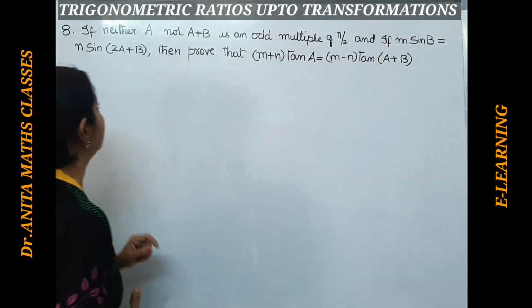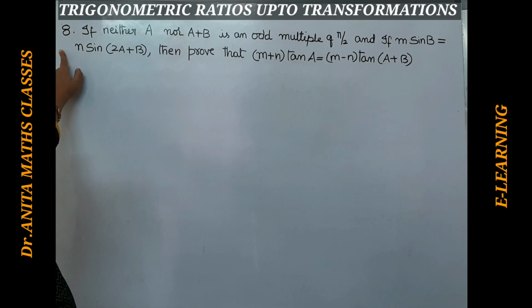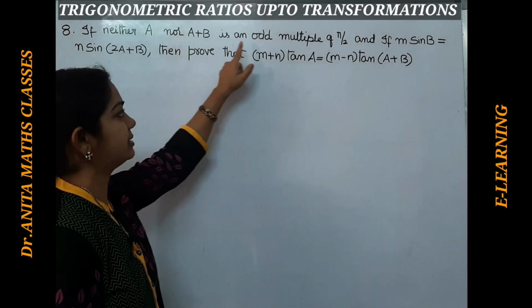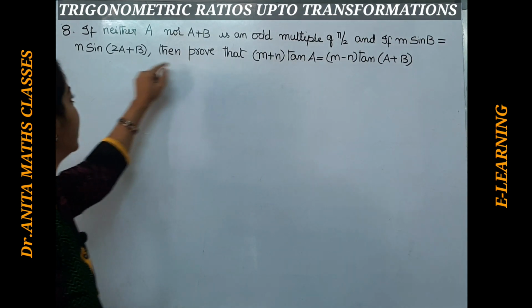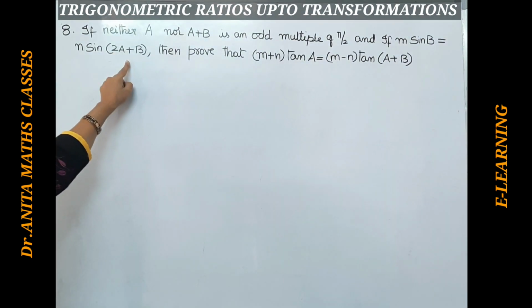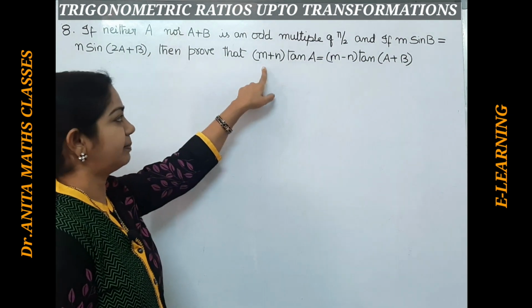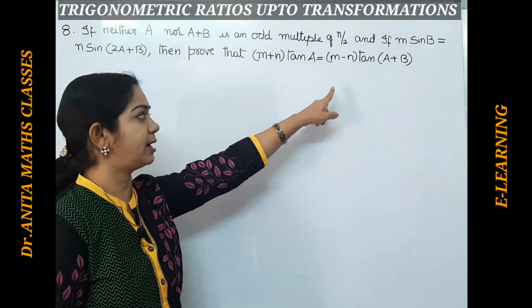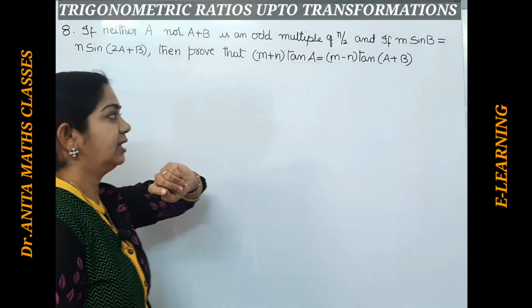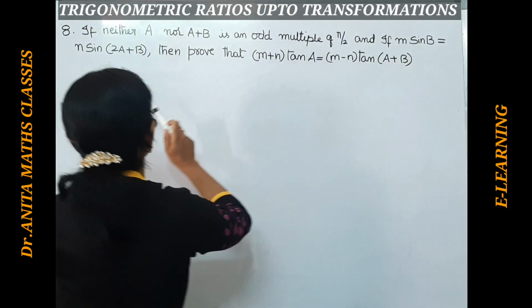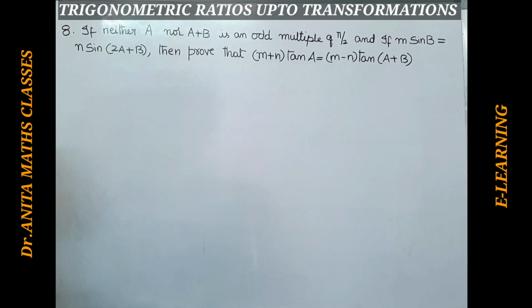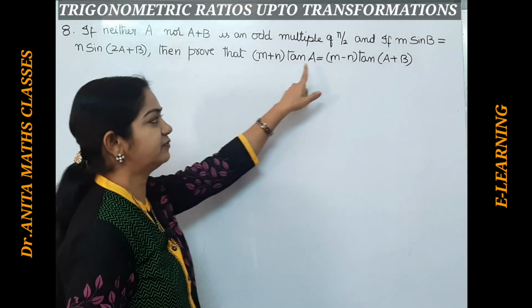Now let's continue here. The 8th problem I have noted down. If neither A nor A plus B is an odd multiple of 90 degrees, and if m sin B equals n sin(2A plus B), then prove that (m plus n) tan A equals (m minus n) tan(A plus B). Here the given condition is m sin B equals n sin(2A plus B). Given sine, we have to prove it in the form of tan.